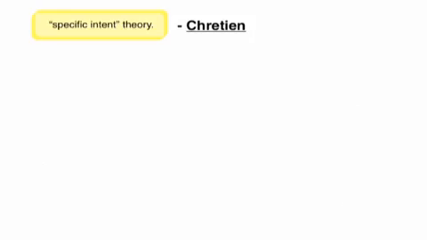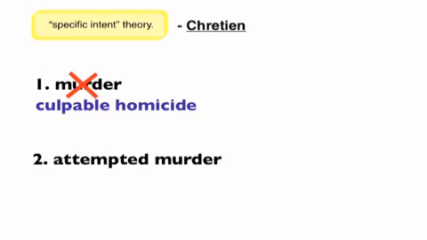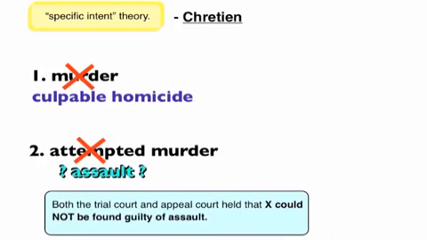Due to X's intoxication, he could not be convicted of murder under the specific intent theory, and therefore X was convicted of culpable homicide. X could not be convicted of attempted murder because he lacked intention. However, the question before the court was whether X could be found guilty of assault on the charges of attempted murder. Both the trial court and the appeal court held that X could not be found guilty of assault.